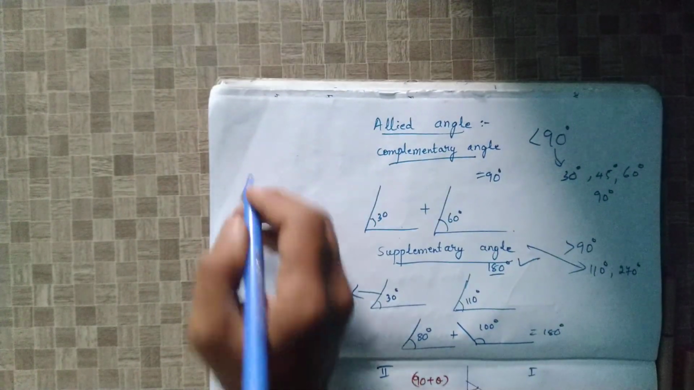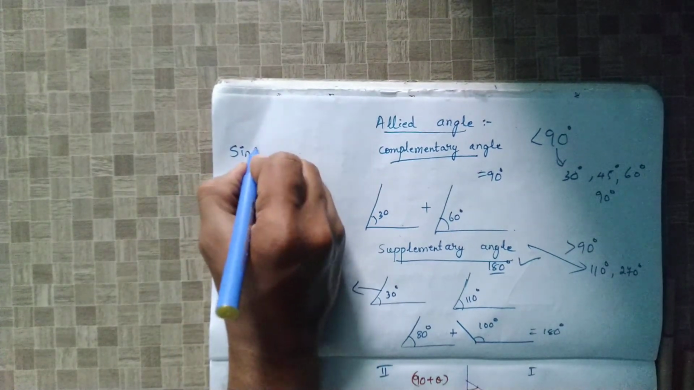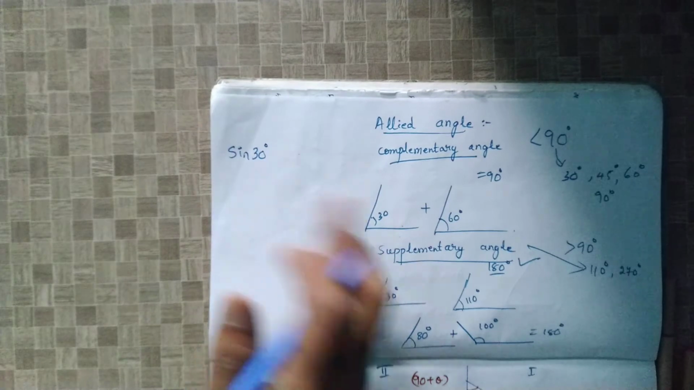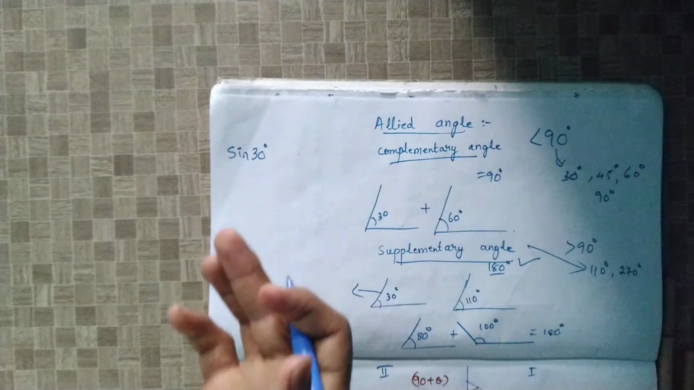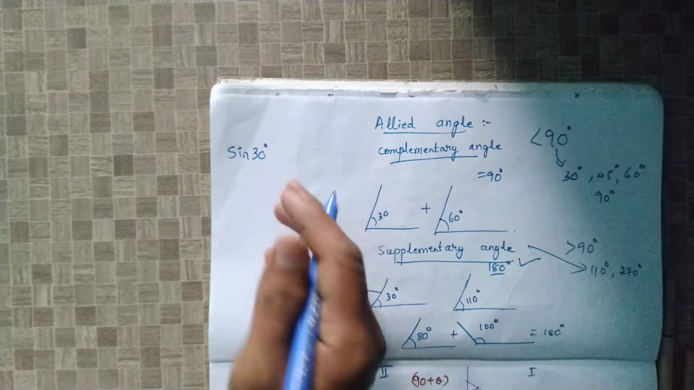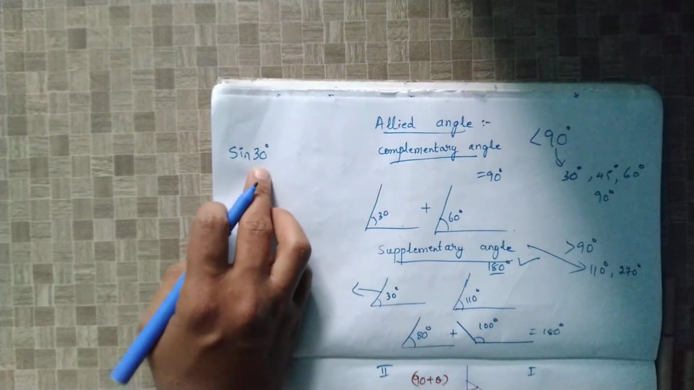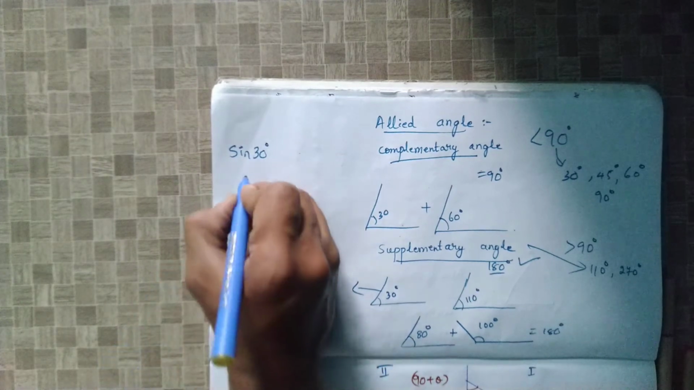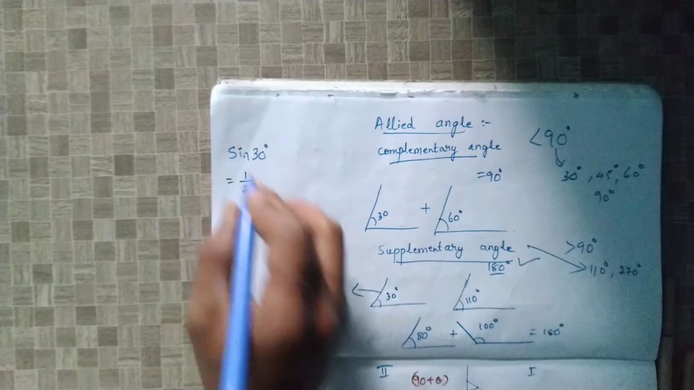Now the question is, what is sine 30 degrees? In the previous video, I drew a table and showed you the values for the angles 0 degrees, 30 degrees, 45 degrees, 60 degrees, 90 degrees. If you see the video or recall the previous concept, then you know sine 30 degrees is 1 by 2.